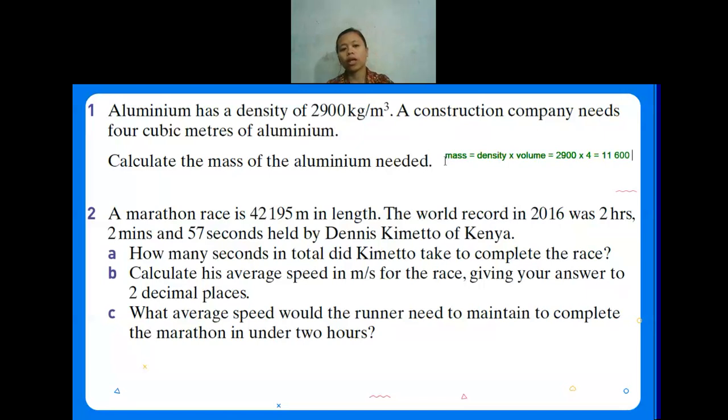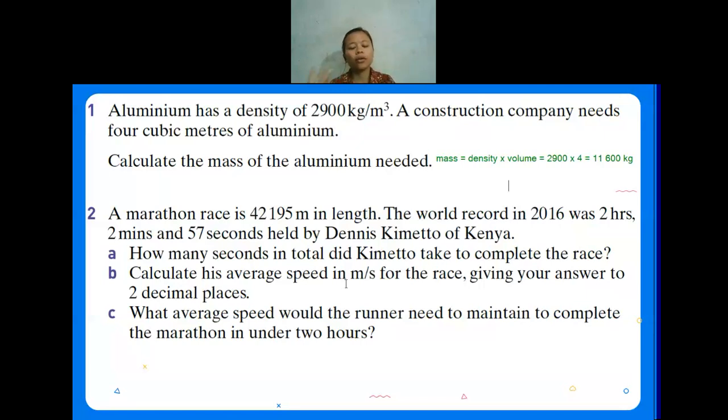Can you tell me the unit? Kilogram. Okay, thank you. Is there anyone who gets confused? Is there anyone? No one? Okay, if no one has any confusion, I will move to question 2.